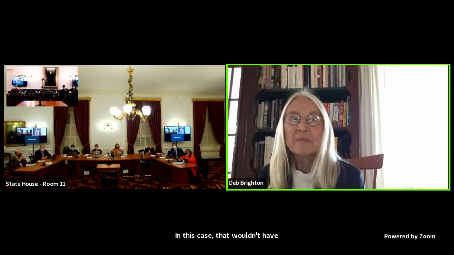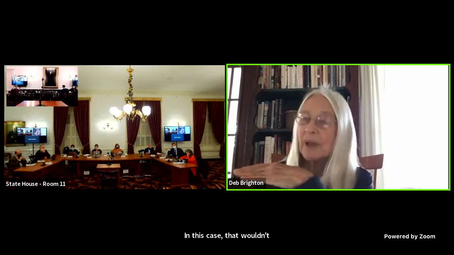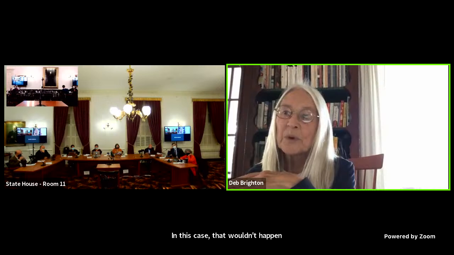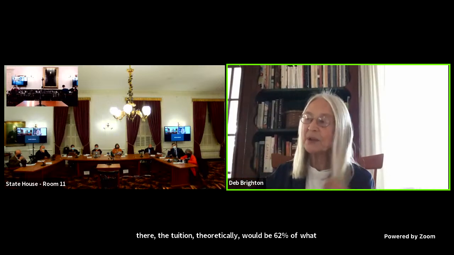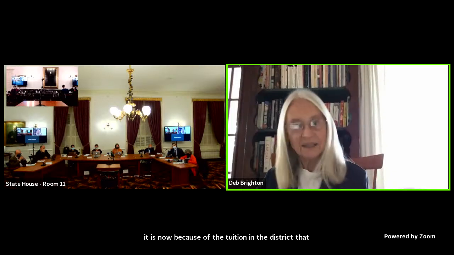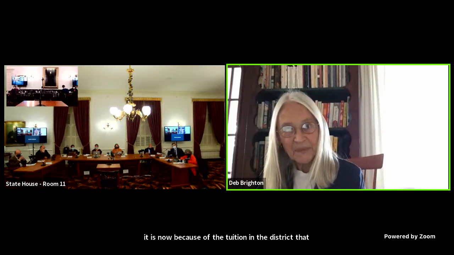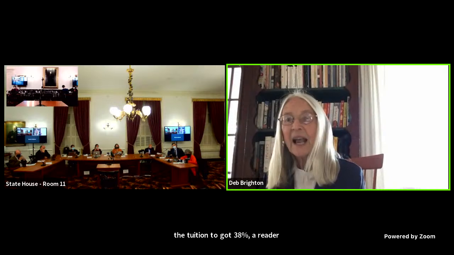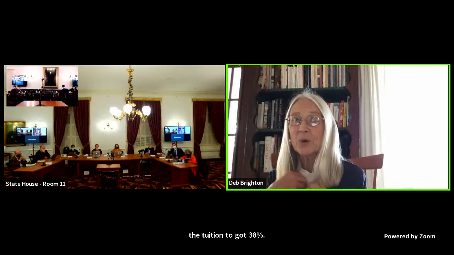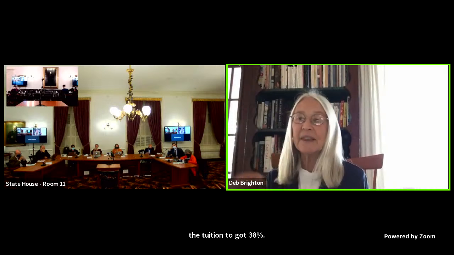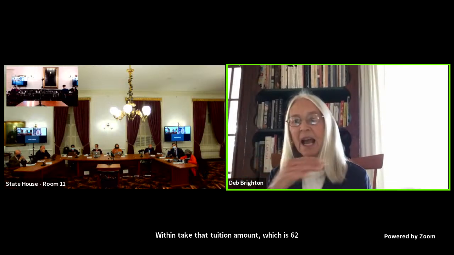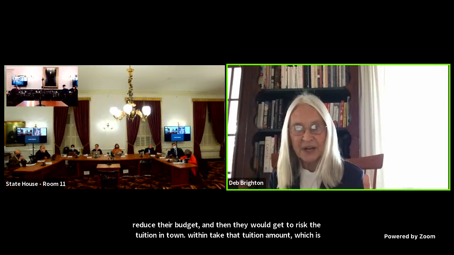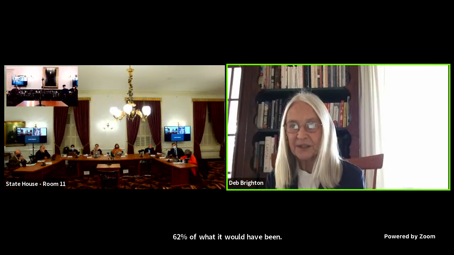The tuition theoretically would be 62% of what it is now because the district that they tuitioned to got 38% aid to reduce their budget. And then the tuitioning town would take that tuition amount, which is 62% of what it would have been, and divide by their actual ADMs. They're not losing any ability to do this.